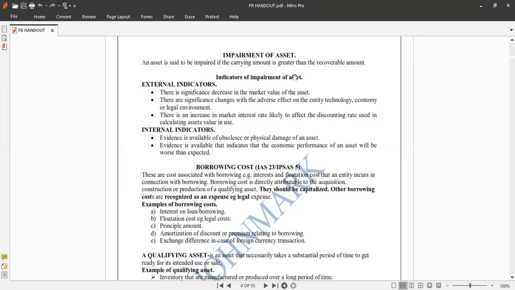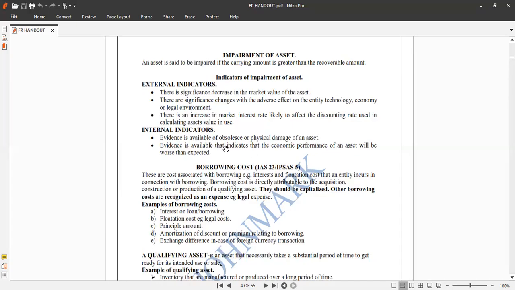Now, let's look at the indicators of impairment of an asset. How can you determine that an asset has been impaired? We have both external indicators and internal indicators. One of the external indicators is that there is a significant decrease in the market value of the asset. Number two, there is a significant change with adverse effect. When you talk about the adverse effect, we're talking about negative effect. When there is a significant change with adverse or negative effect to the entity's technology, economy, or legal environment. And then number three, when there is an increase in the market interest rate, likely to affect the discounting rate used for calculating the asset value.